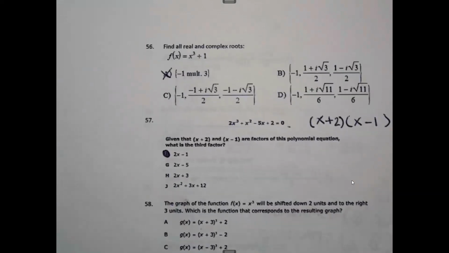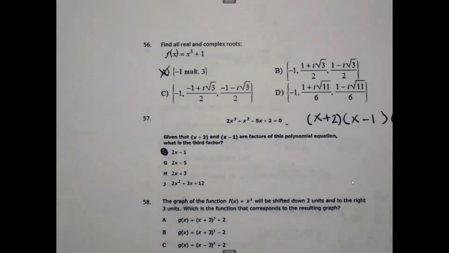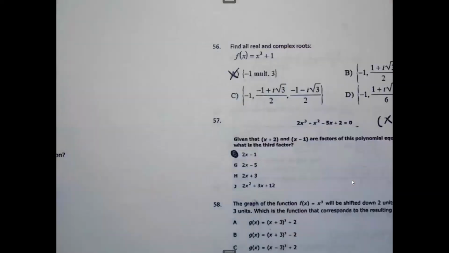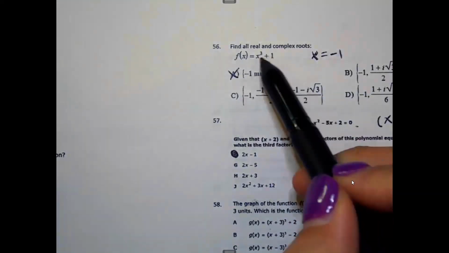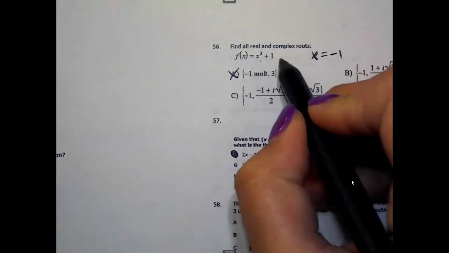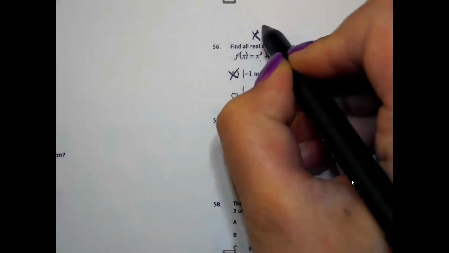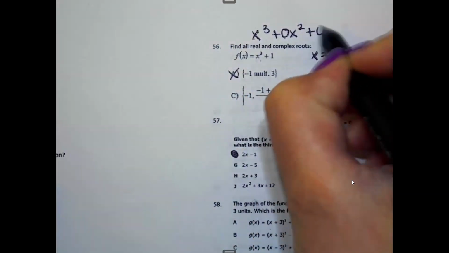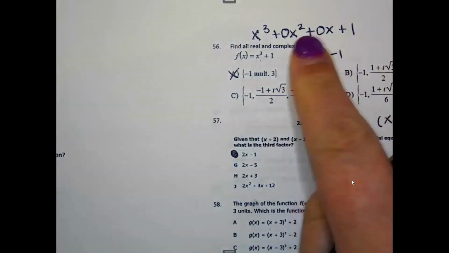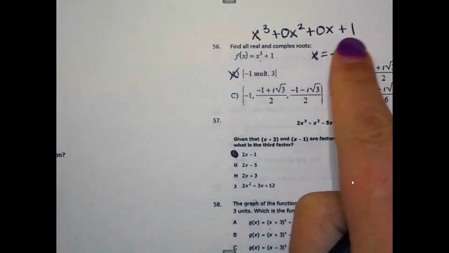So now we have to do synthetic division, and then once we are done with synthetic division, we have to do the quadratic formula. This problem, we can't really cheat the system. We basically have to do the problem the way it's meant to be done. So I start by saying x equals -1. I remember that when I do synthetic division, I have to have all of my exponents. So I have x to the third plus 0x squared plus 0x plus 1.